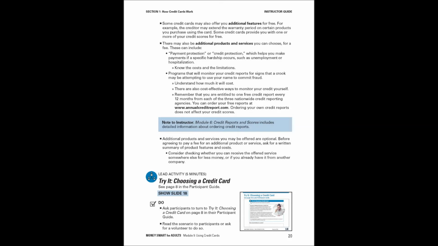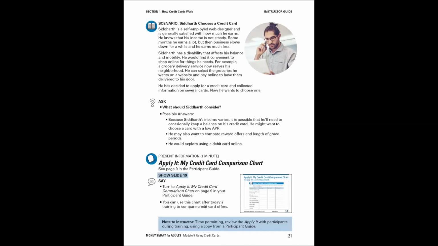This leads us into our try it activity, choosing a credit card, where we have Siddharth, who is a web designer who's looking to actually get a credit card. There's information about details about him that may be important in terms of characteristics that he has, so that he can really think about how to match himself up with the right card. And so you want your training participants to go through that and then discuss what Siddharth should consider.